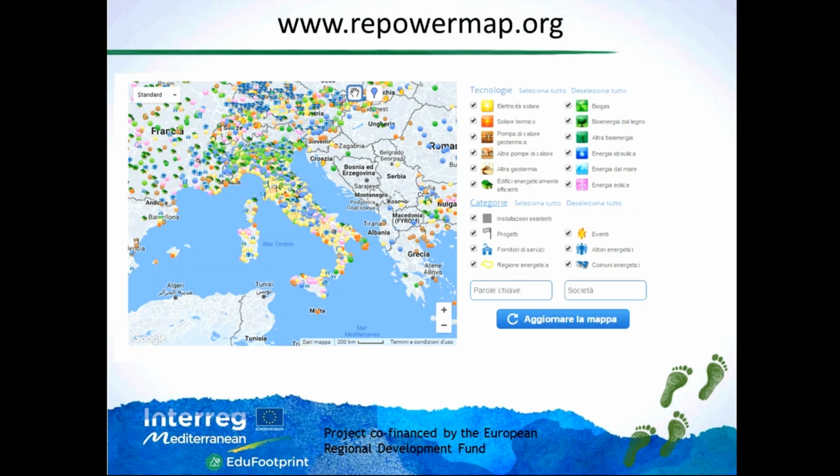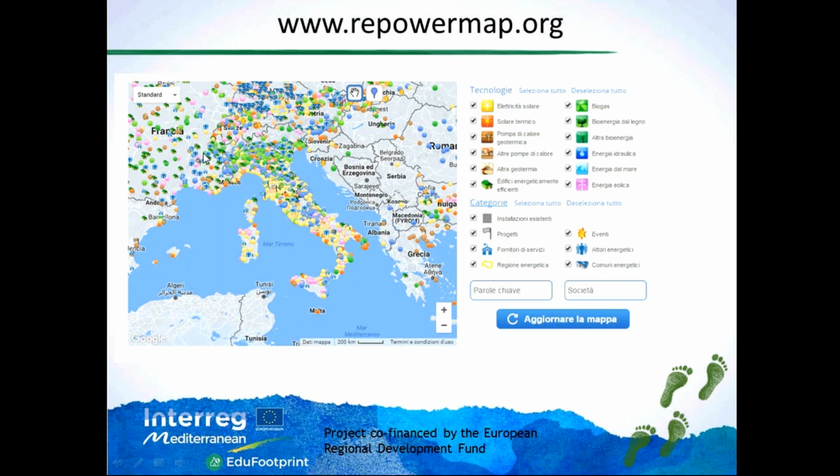Then I also wanted to show you this project we did at Ambiente Italia some years ago. repowermap.org is the web address of this interactive map on renewable energies. Now here it is in Italian, sorry, but I can tell you just briefly what it is about.